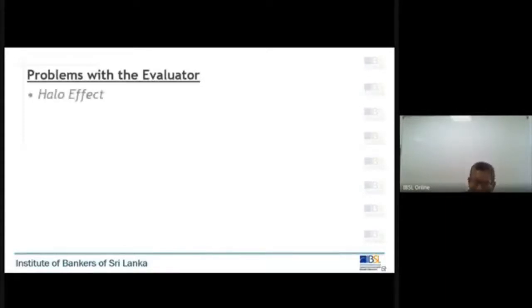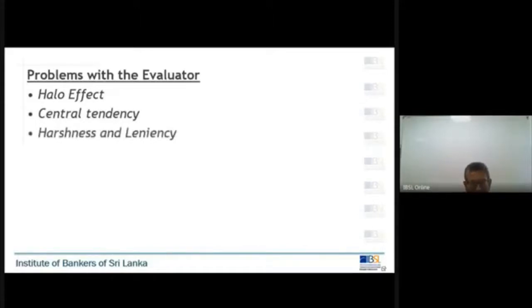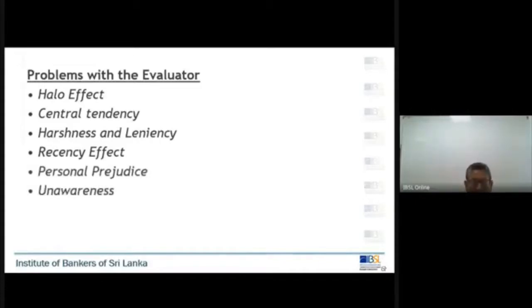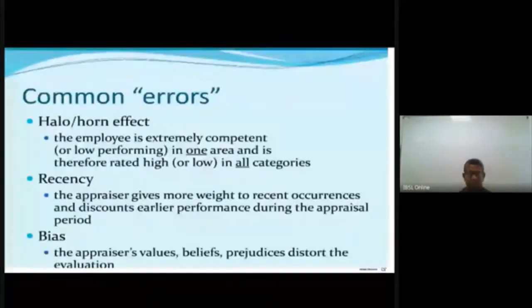First one is called halo effects, or sometimes we call horn effects, right? Now, what do you mean by halo effects? It is in your handouts. These are the problems: central tendency, harshness and leniency, recency, personal prejudice, and things like that. Now let's look at it. What do you mean by halo effect, or horn effect?